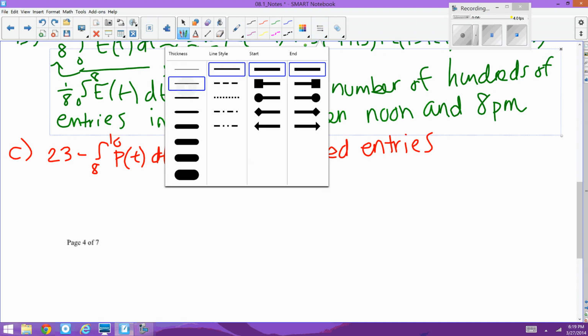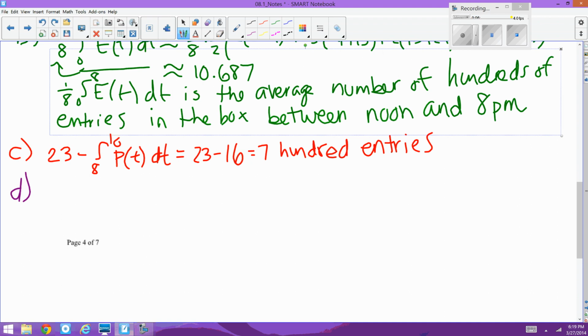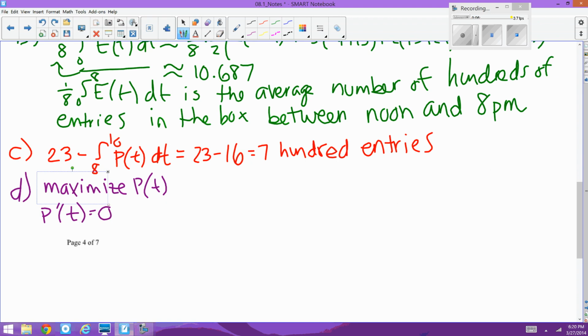And then the next one, part D. According to the model from part C, what time were the entries being processed most quickly? So we're trying to maximize the P of t function. If we're going to do that, we need to find the critical values. We need to find where the derivative of p would equal 0. Now, again, this is a calculator problem. So either use a graph and find that, or use your solver.